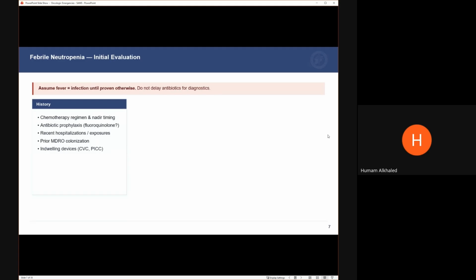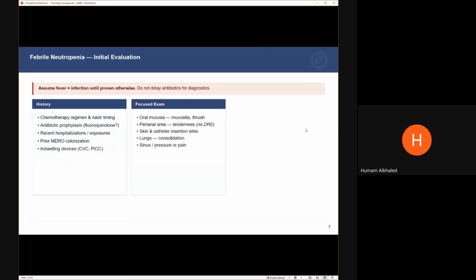And after we start antibiotics, or while starting antibiotics, we want to obtain the history of the patient. So ask about the chemotherapy regimen and when the lowest blood count, or the nadir, is expected, or if they are during the nadir point. Have they received fluoroquinolone antibiotics as a prophylaxis, like levofloxacin or ciprofloxacin? Because that actually changes your oral treatment options later. Any recent hospital stays, prior colonization with drug-resistant bacteria, and whether they have a central line or not.